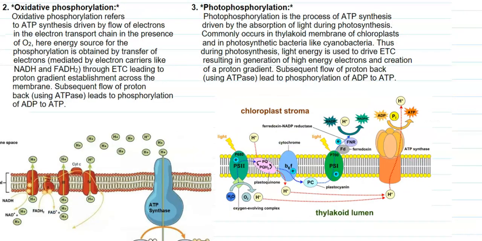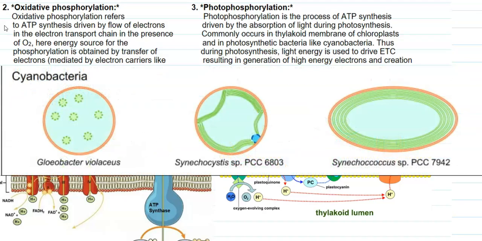The next mechanism is photophosphorylation. It is a process of ATP synthesis driven by the energy obtained from sunlight, that is, through absorption of sunlight during the photosynthesis process. It commonly occurs in the thylakoid membrane of the chloroplast of plant cells and also in certain photosynthetic bacteria like cyanobacteria, where the thylakoids are housed in the cytoplasm.